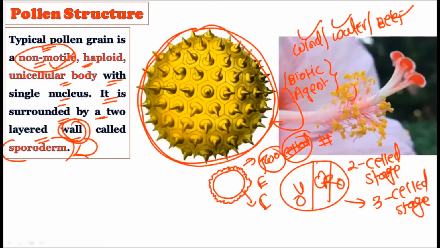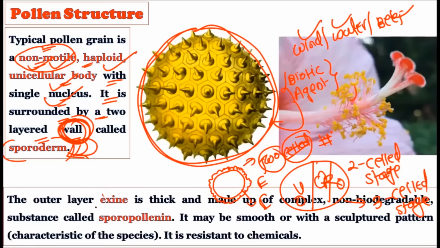So how is the typical pollen grain? The typical pollen grain is non-motile in nature. It is haploid, a unicellular body with a single nucleus, surrounded by a two-layered wall. This two-layered wall is called the sporoderm. Now see, the outer layer is called the exine. It is very thick and made up of a complex non-biodegradable substance called sporopollenin. See, this term sporopollenin is a very, very important term because UPSC can ask you a question on this single chemical as well. So this sporopollenin is present in the exine, which is the outer layer.